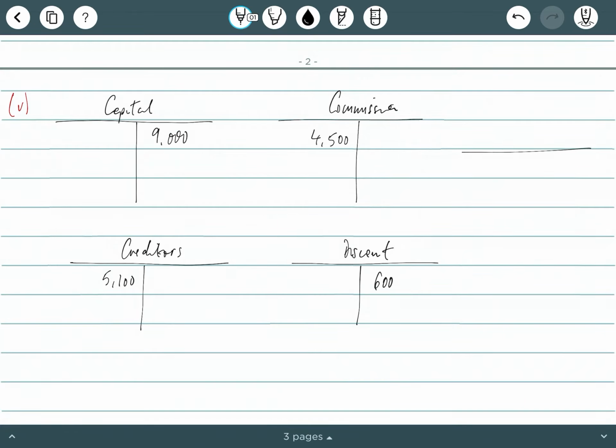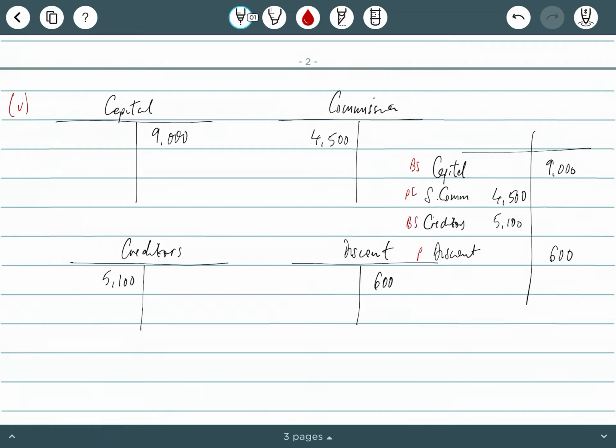And really quickly over here, boys, your general journal: capital, 9,000. You've got your sales commission, 4,500. You've got your creditors, 5,100. And you've got your discount, 600. Again, they all match up, lovely and balanced, therefore we don't have a suspense. Capital is balance sheet. Sales commission is a P&L expense. Creditor is balance sheet, and discount is a P&L entry. And once again, it's just being recorded.